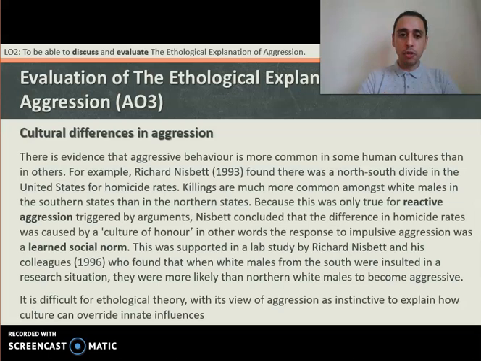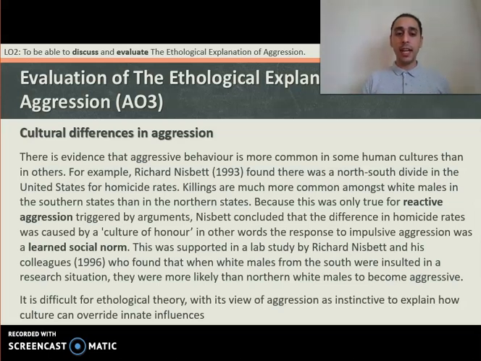Because this was only true for reactive aggression triggered by arguments, Nisbet concluded that the difference in homicide rates was caused by a culture of honor. In other words, the response to impulsive aggression was a learned social norm. It isn't because of your genetics, it was learnt. It isn't a determined thing that happens when you get intimidated. It's not a fixed action pattern. It was a learnt response.